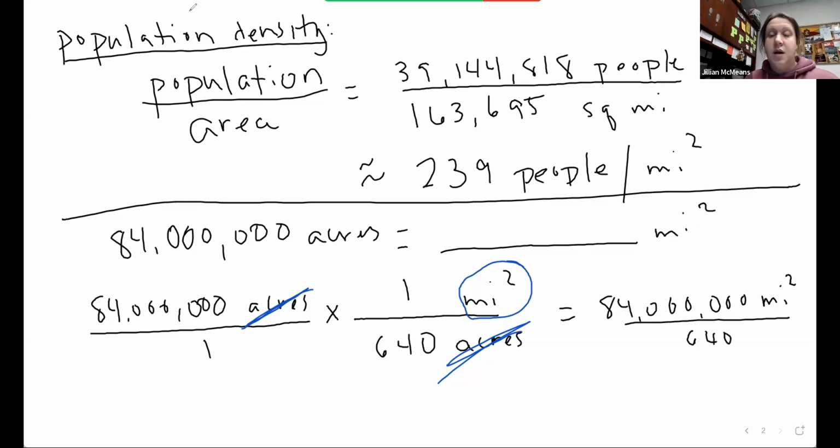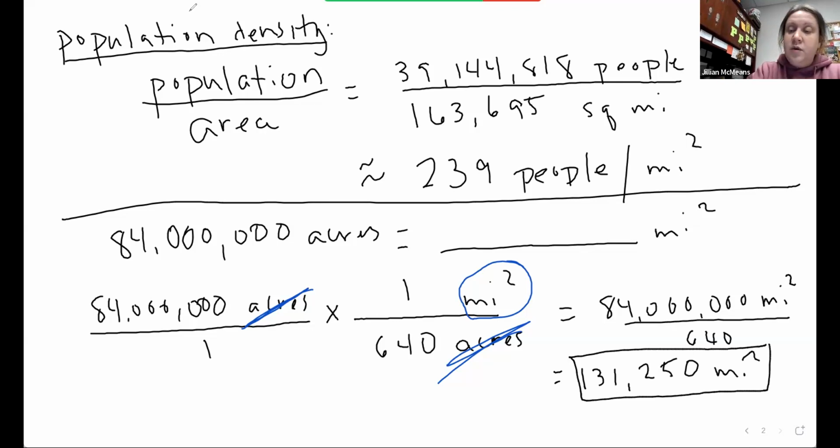As long as you show me this setup, I'm happy for you to do the division on your calculator. So 84 million divided by 640. And we get that the National Park Service administers 131,250 square miles. Okay. So 84 million acres is equivalent to 131,250 square miles. Okay. So know how to find a population density, know how in the English measurement system to convert between acres and square miles. Okay. Now, one other thing that we have is a hectare.